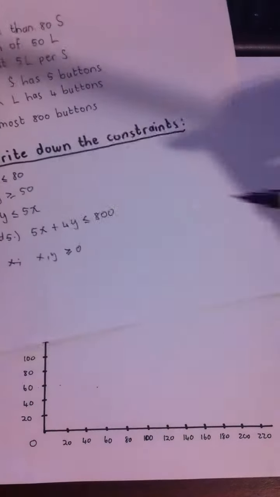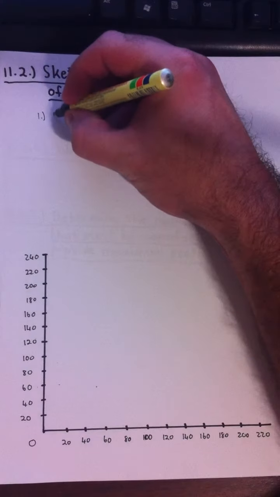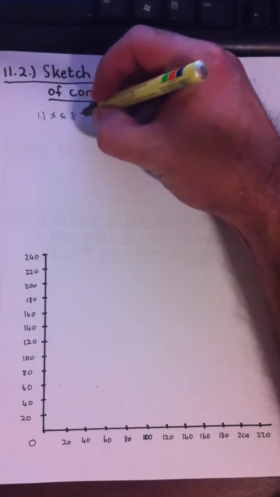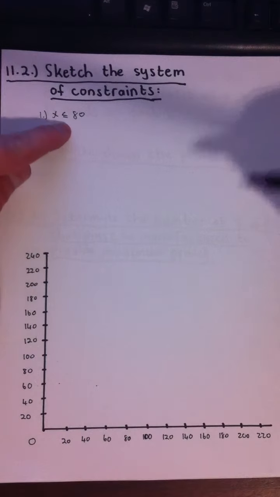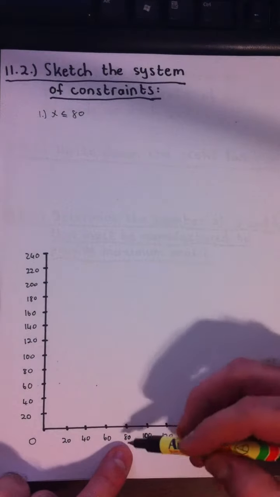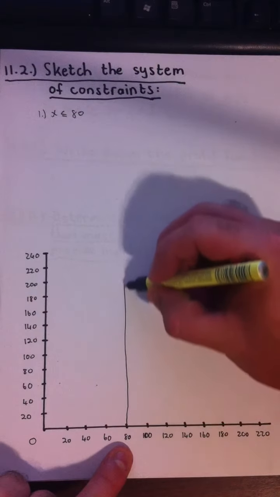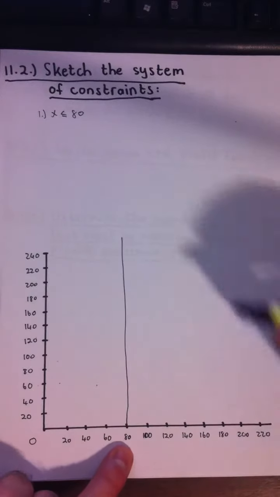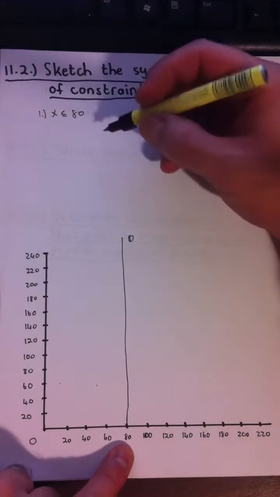Okay, so let's first look at X being less than or equal to 80. We can just replace that inequality with an equal sign. So X being equal to 80, what would that look like? That's just a vertical line straight up. We'll call this line number 1 just for reference.